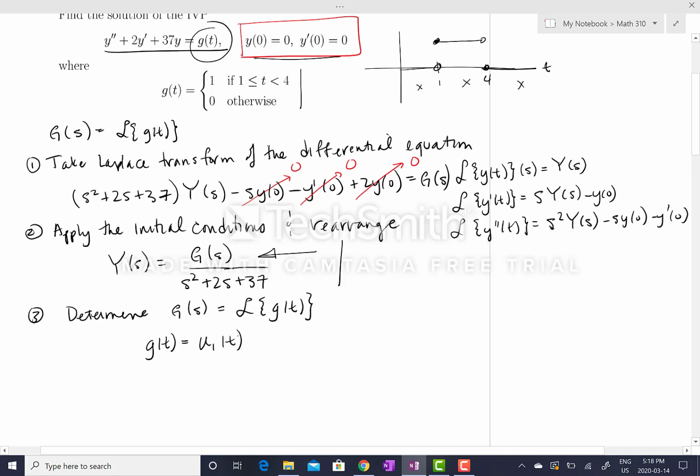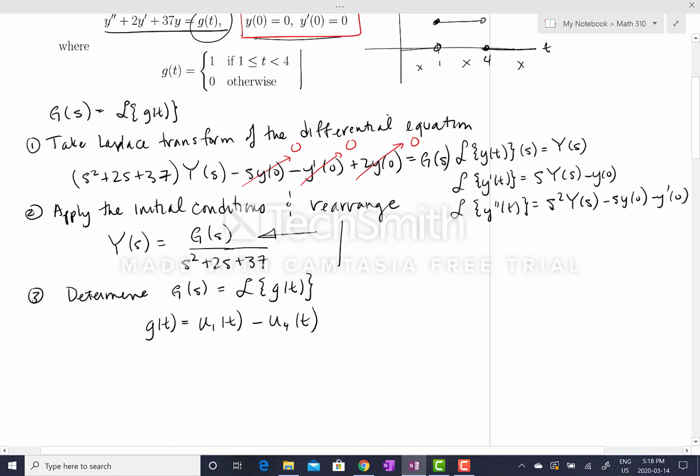Okay, so we come along until time t equals 1, and then our value of our function is going to be 1. Then we're going to go along until time is equal to 4, and then our function is going to go back down to 0, so we need to subtract u4 of t. We did this in the previous lecture as well. So you need to be able to form an expression for g of t in terms of the unit step function.